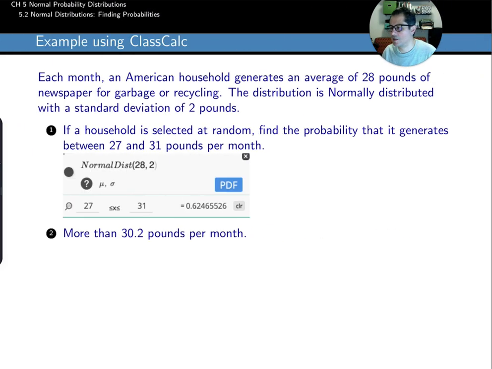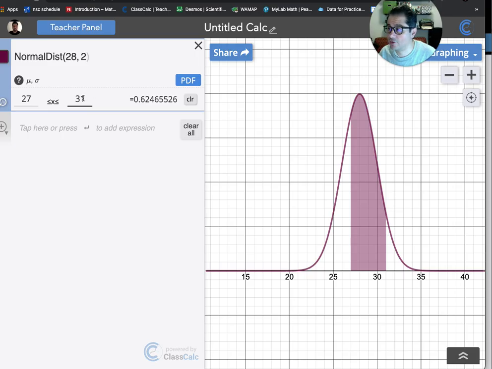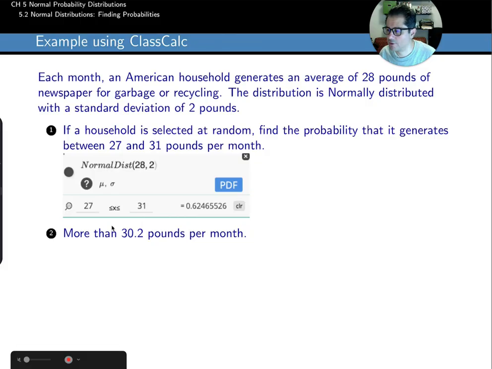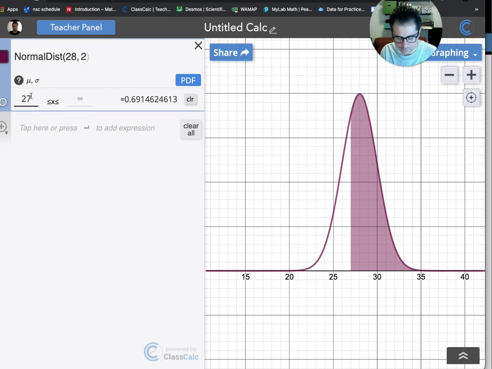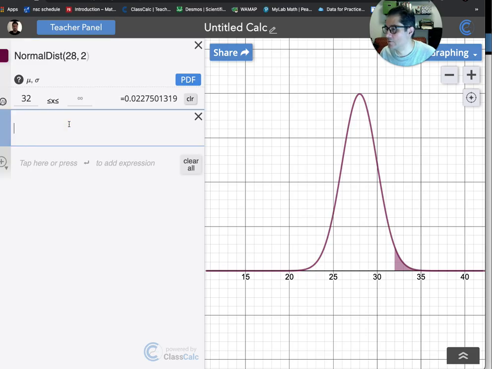And then the second question is, what's the probability that the household selected generates more than 30.2 pounds per month? It's the same thing. Oh, sorry, I did it wrong. It says 30.2, not 32. More than 30.2 means I leave this side blank and put 30.2 on that side. Remember that if you leave it blank, the infinity gets shaded. When you leave the cursor, it puts an infinity. That's how it gets this area.